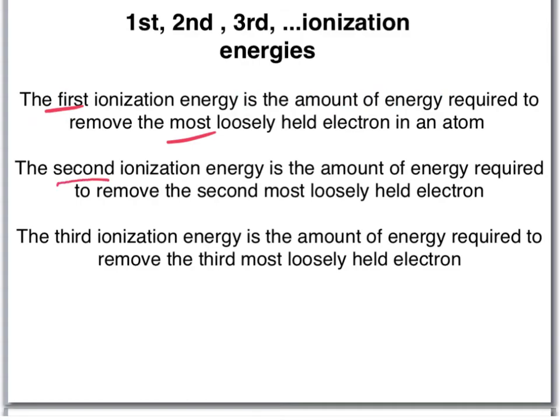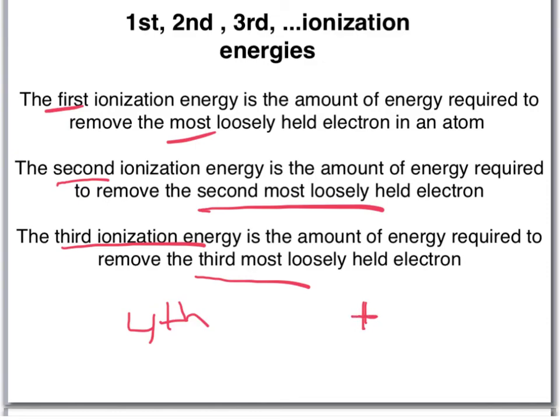For example, the second ionization energy is how much energy it takes to remove the second most loosely held electron. The third ionization energy is the amount of energy required to remove the third most loosely held electron. And yes, there is a fourth. You can just keep going for as many electrons as you have. Every time you remove an electron from an atom, you create a positive ion, or it becomes more positive, and therefore it makes it harder to remove the next electron. So each successive ionization energy becomes more and more difficult, requires more and more energy to remove an electron.